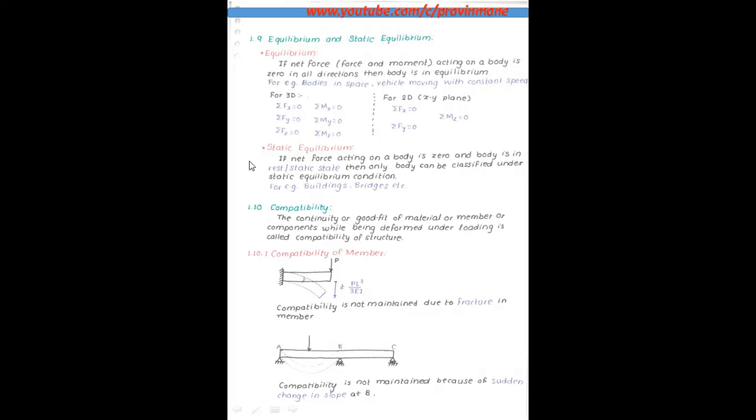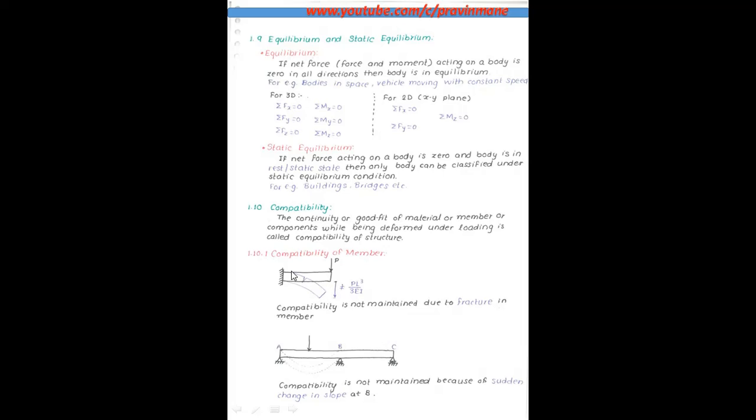So that will be static equilibrium. Then compatibility: the continuity or good fit of material or member or components while being deformed under loading is called compatibility of structure. So compatibility of member, in this fashion: if this support is a fixed support, this cantilever beam, the load P is acting here, so this beam will bend like this fashion, bending moment will be like this.